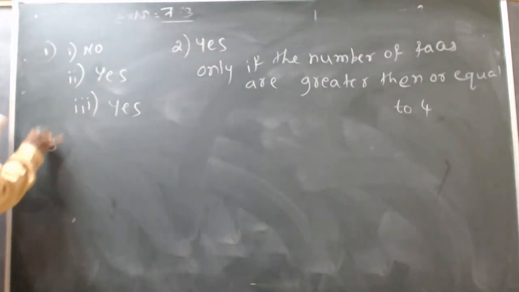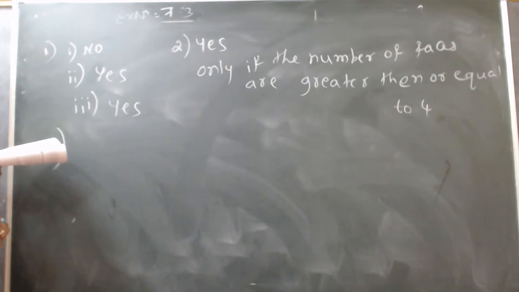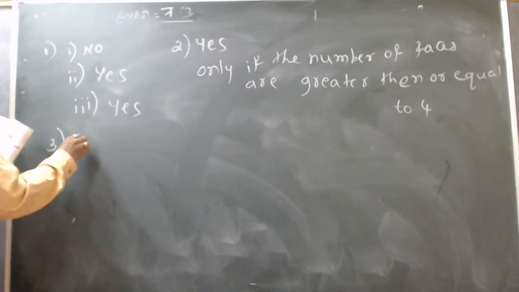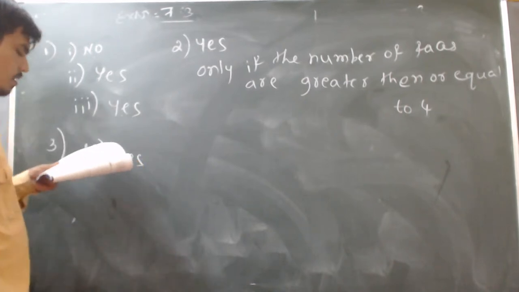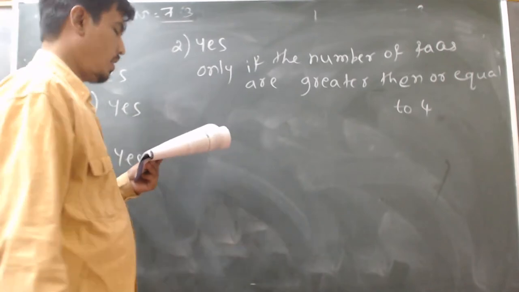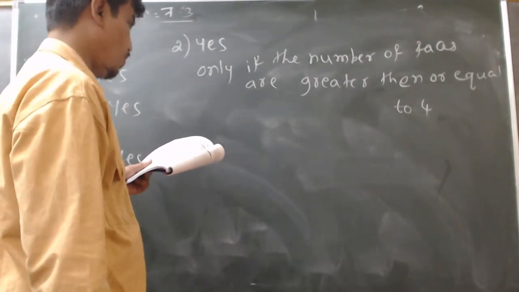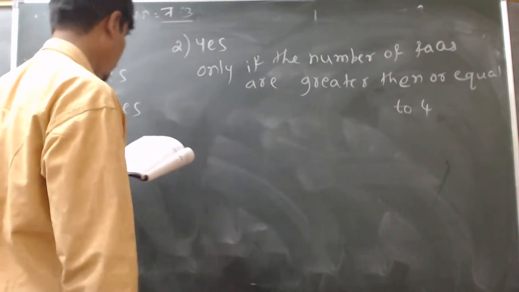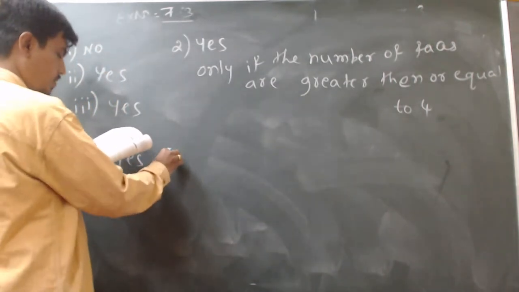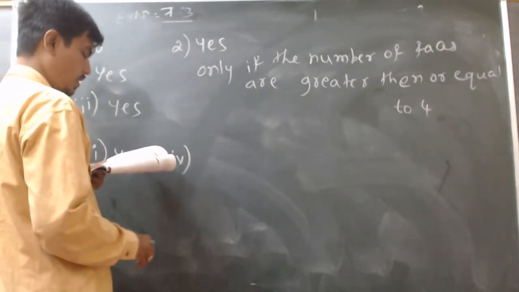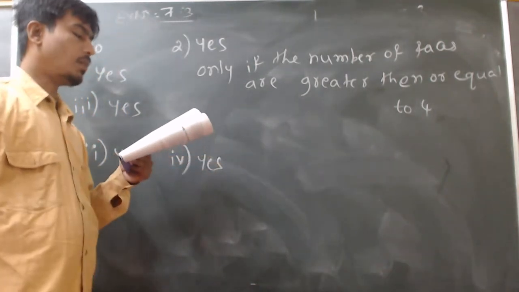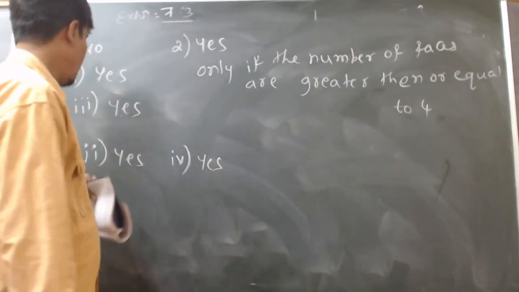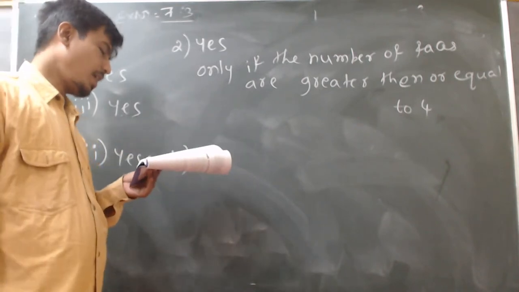And the third one given in this exercise is very easy. Which are the prisms among the following? The answer is the second one. Why not the first one? The first one is not a prism because it does not have four or more faces. And the fourth one, a box, is also a prism. So the prisms among the following are the second one and the fourth one.